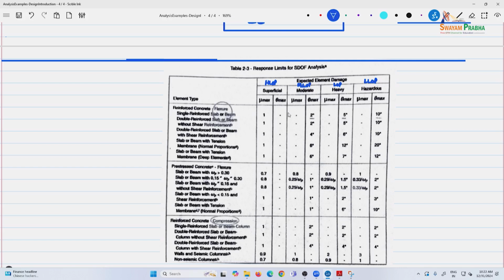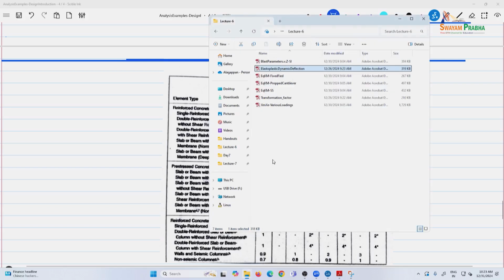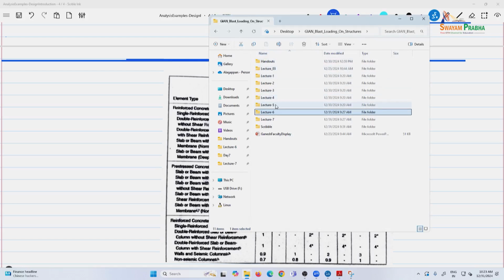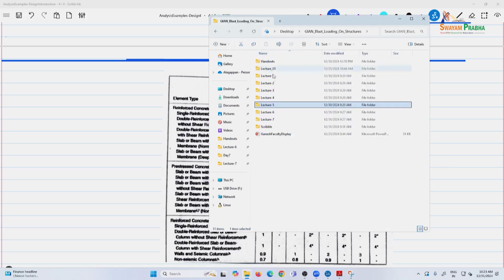So, these are for concrete. For concrete, as we have seen, only the superficial is mu max, everything else right from MLOP all the way to high LOP is in terms of theta. Let me see if I have something for steel in a similar way. I might have given it sometime earlier. If not, I will try to find one.